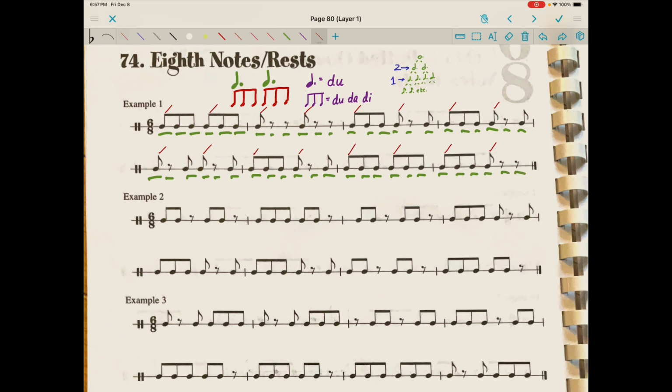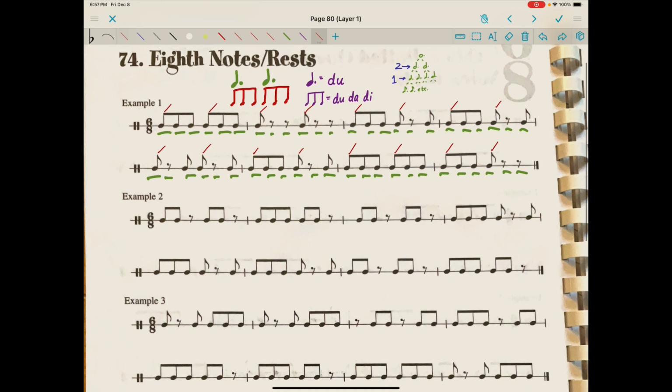Moving on to example 2. We're still obviously in the same time signature, and it's the same concept of a steady stream of eighth notes and eighth rests. So any of the practice techniques we just applied to example 1, you could apply here. I'm going to go ahead and pretty quickly mark in our big beats.